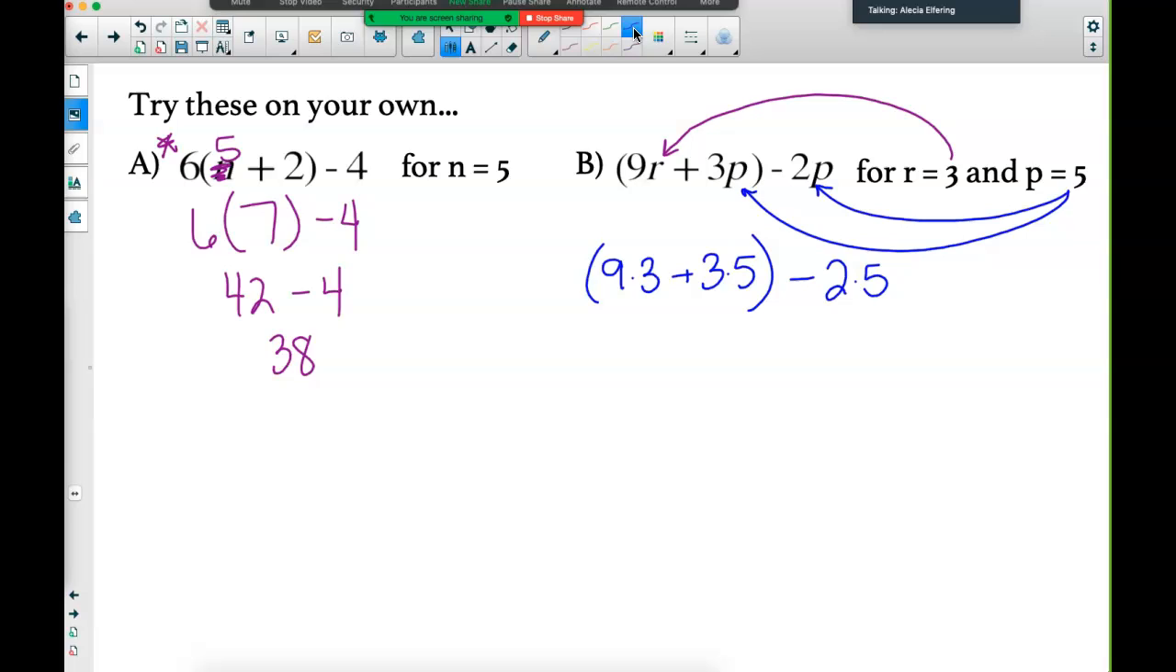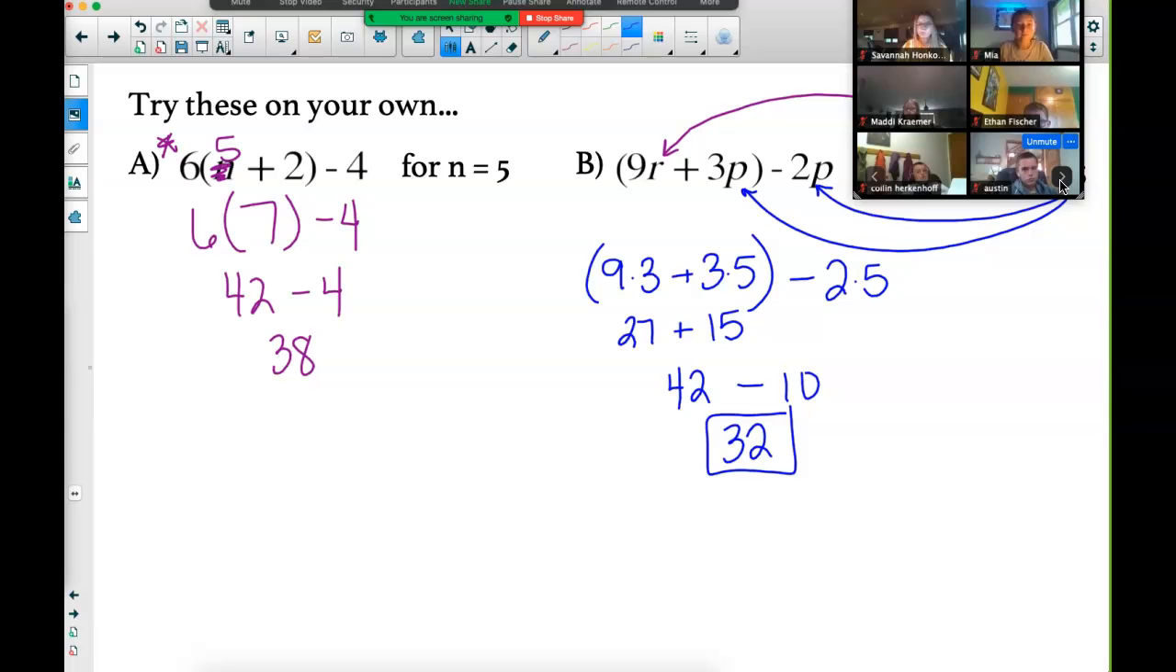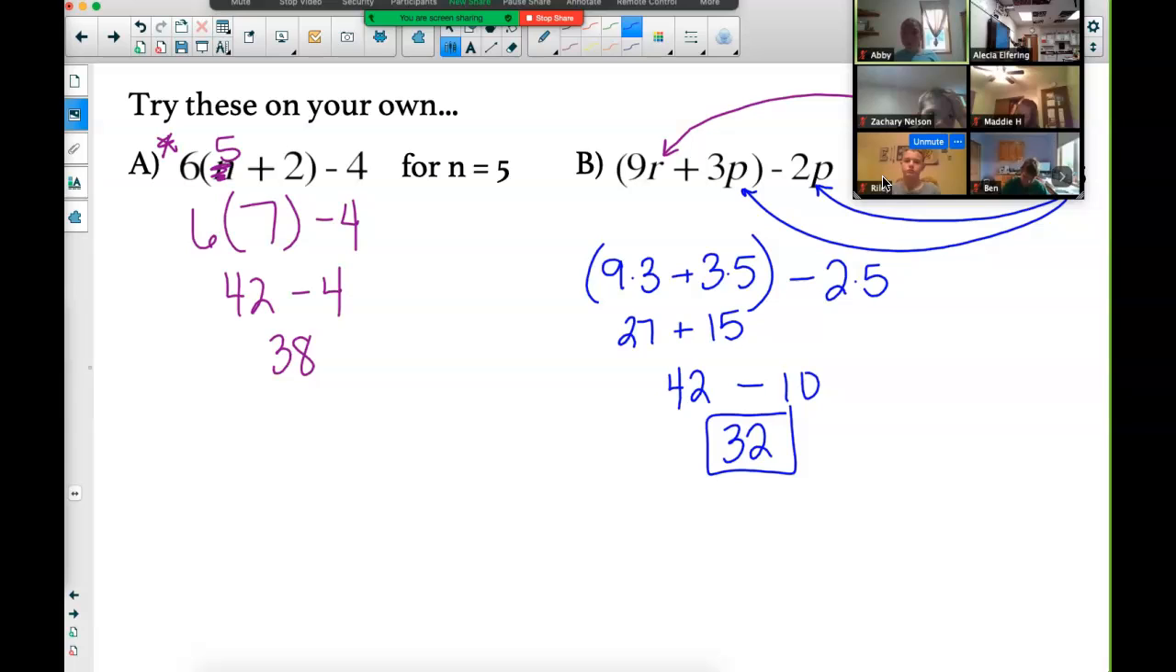Because 9 times 3 is 27. 3 times 5 is 15. So there we're at 42. You see where your mistake was? Yep. And then minus 2 times 5 is 10. 42 minus 10 is 32. So there's our answer. Okay, questions from anybody? Those of you at home, questions at all? Seeing lots of heads nodding no.